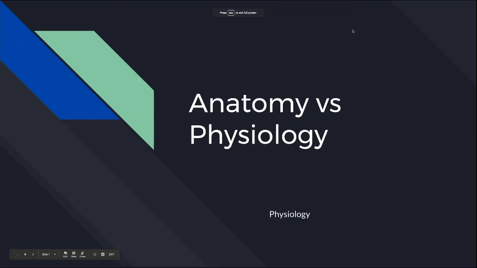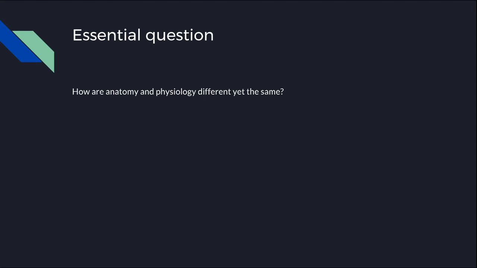So this is the lecture given in class about anatomy and physiology, so it's the first lecture for physiology. In every lecture in the class, we'll have some type of essential question, so everything that we're doing is going to kind of revolve around it, and in this particular case, it's how are they different and the same? So distinguishing between anatomy and physiology.